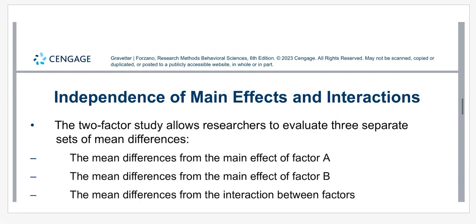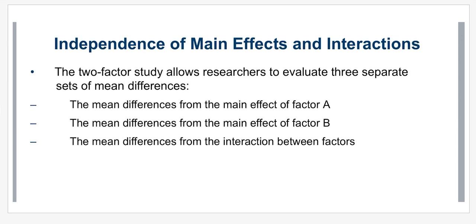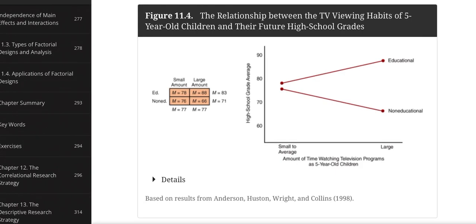Okay, so again, this is kind of reviewing what we were just talking about, what we talked about at the very beginning. There are 3 separate sets of mean differences, 3 separate sets of information that you learn from a 2-factor factorial design. There's going to be a mean difference for factor A, or a main effect. There's going to be a mean difference for the main effect of factor B, and then there's going to be the mean difference for the interaction between A and B. Okay, so again, those 3 separate pieces of information.